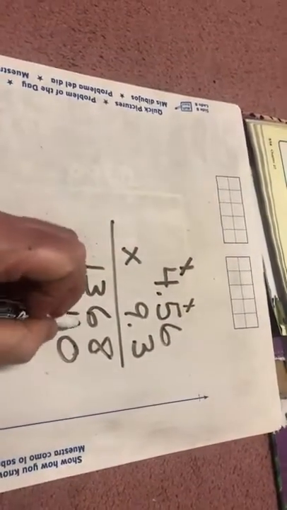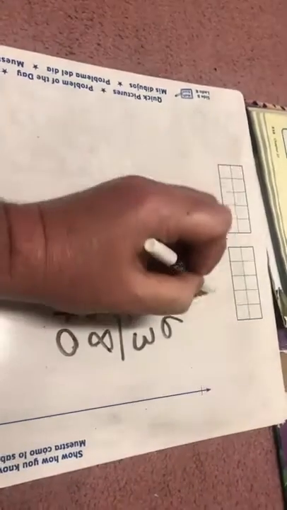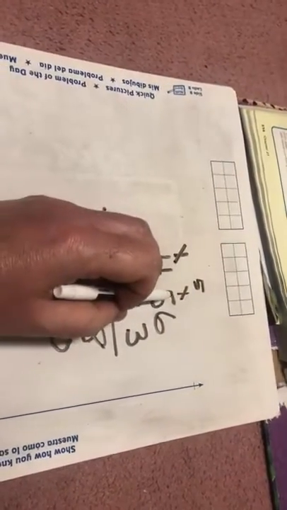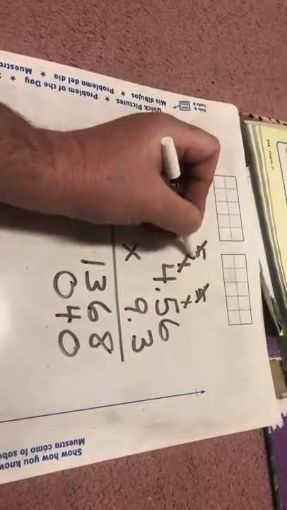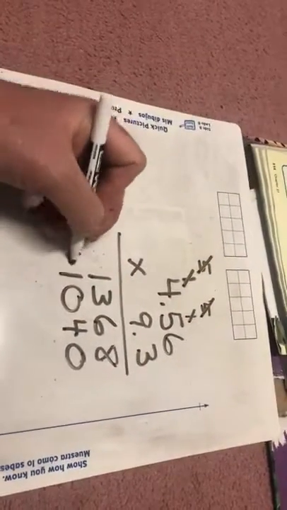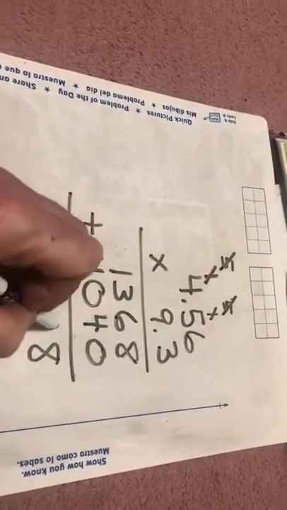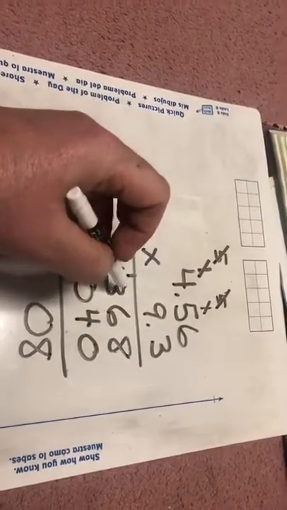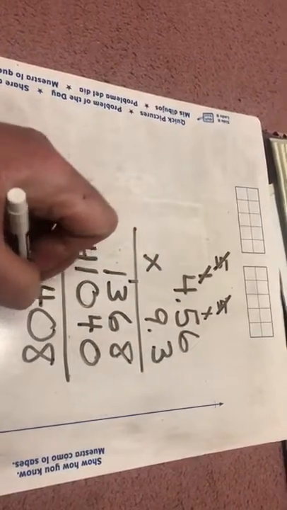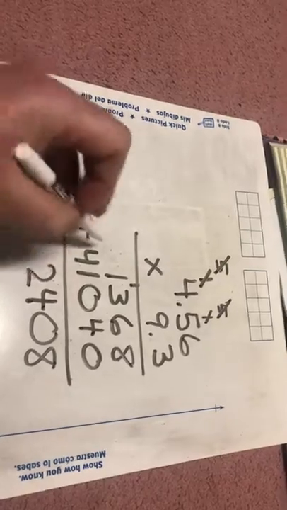9 times 6 is 54. Put the 4 down, carry the 5. 9 times 5 is 45. Plus 5 is 50. Put the 0 down, carry the 5. 9 times 4 is 36. Plus the 5 is 41. So now we're going to add those together. 8 plus 0 is 8. 6 plus 4 is 10. Put the 0 down, carry the 1. 1 plus 3 is 4. Plus 0 is still 4. 1 plus 1 is 2.